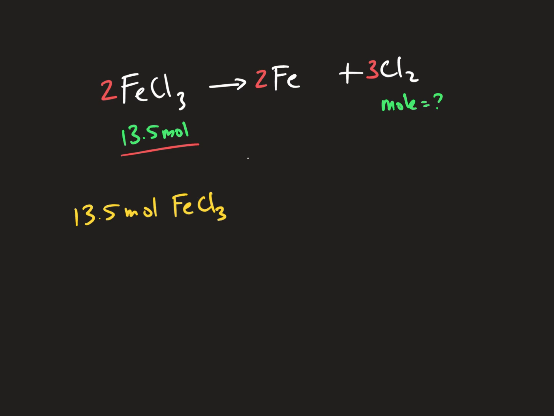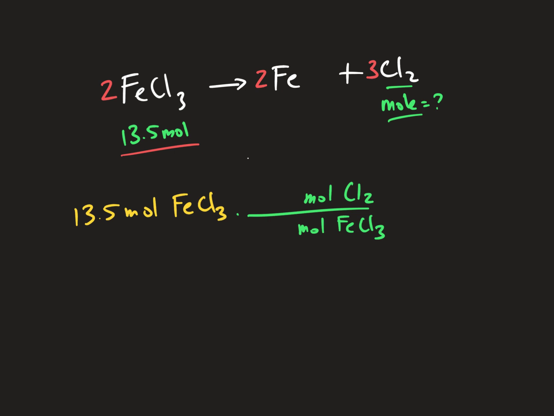So we start here, and we want to go to moles of chlorine gas. And so this is where we use the mole to mole ratio from our balanced equation. We want moles of FeCl3 on bottom. And we're looking for moles of Cl2, so that goes on top. Are you with me? Okay.